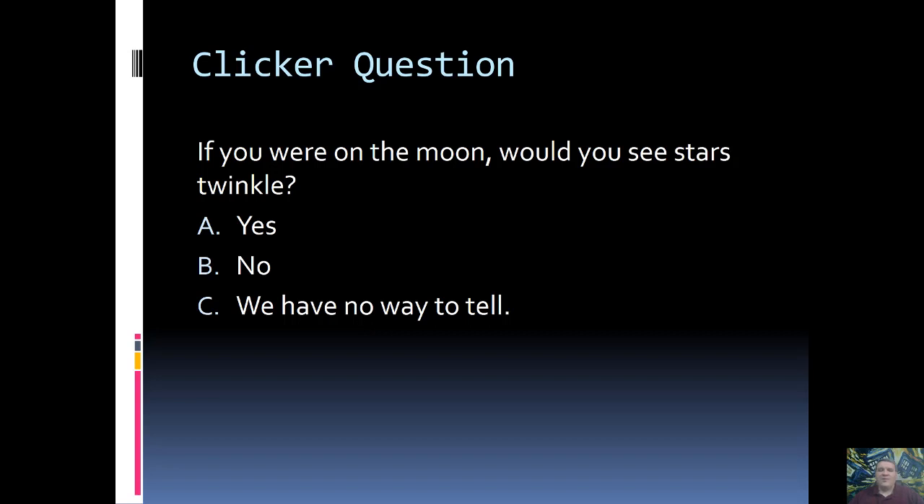All right, if you were on the moon, could you see stars twinkle? The answer is no, stars don't twinkle on the moon. The reason why? The moon does not have an atmosphere. It's the atmosphere around the Earth that, as we who dwell on the Earth look up through it, causes the stars to twinkle. So if you're on the moon, stars don't twinkle because there's no atmosphere.